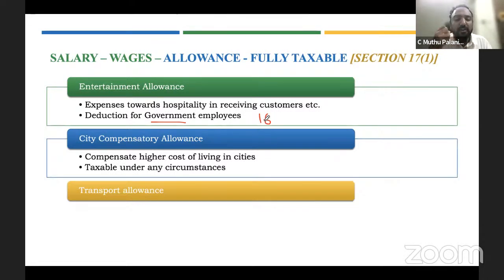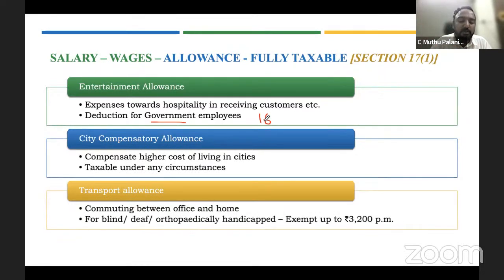It is exclusively for compensating for high cost of living. For example, I'm a native from Madurai, I'm settling in Chennai. Chennai has a high cost of living. So to compensate me for that high cost of living, any allowance I receive is also fully taxable. And finally, transport allowance, as I told you, for commuting between office and home.